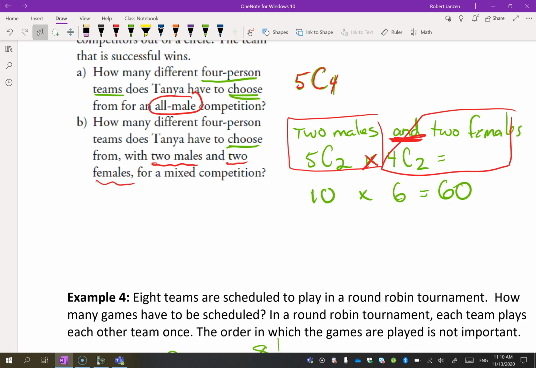So pause the video for a second, and I want you to try example 4, and then we'll do that.